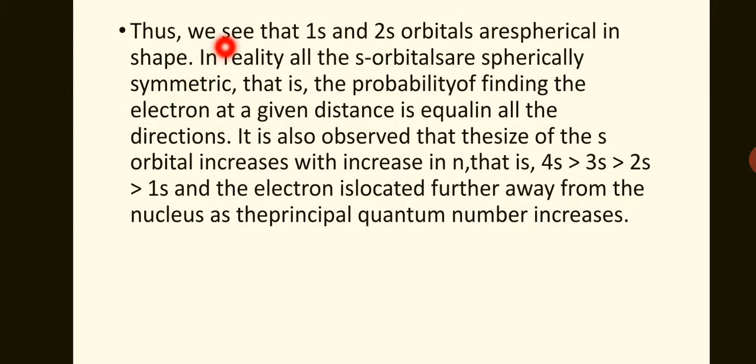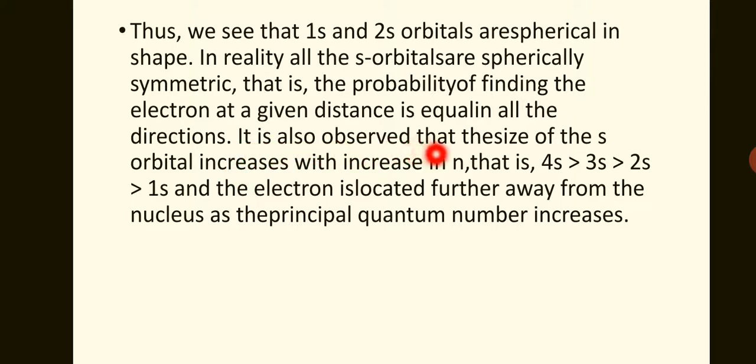So if a question is asked what is the shape of s orbitals, you can answer: 1s, 2s, 3s and so on orbitals are spherical in shape. In reality all the s orbitals are spherically symmetric. That is, the probability of finding the electron at a given distance is equal in all the directions.